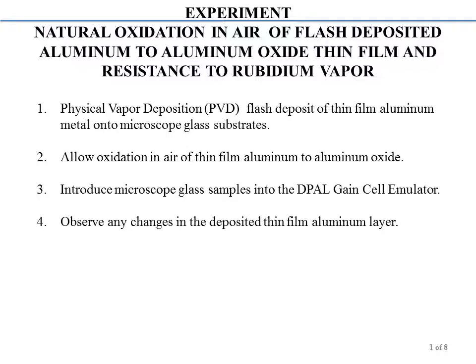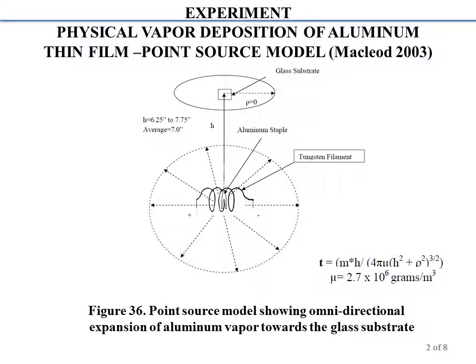The next slide shows the physical vapor deposition of aluminum thin film via the point source model after McLeod, 2003. What you have is an omnidirectional expansion of the aluminum staple, the vapor, to deposit onto glass substrate on top in a bell jar. After heating the tungsten filament, the aluminum mass vaporizes and deposits onto the glass substrate.